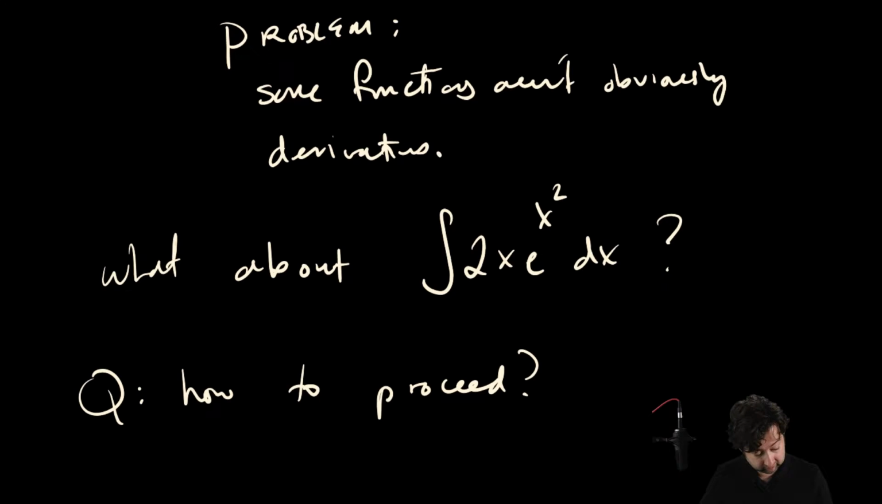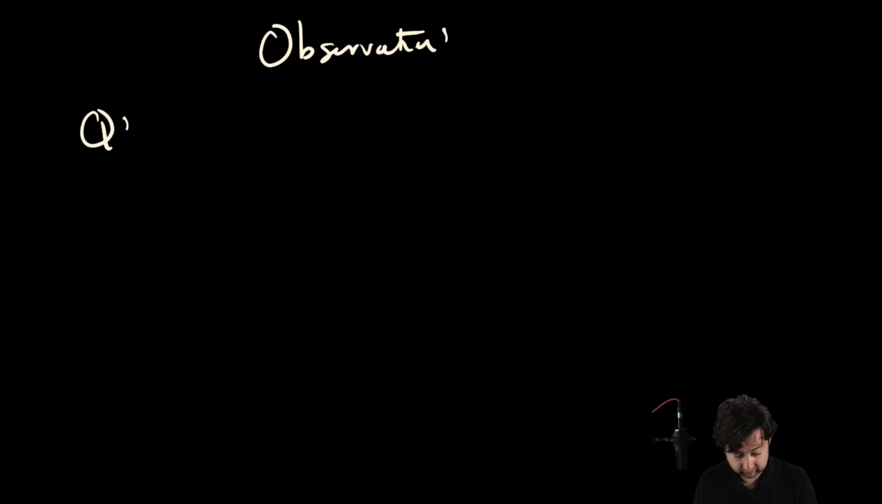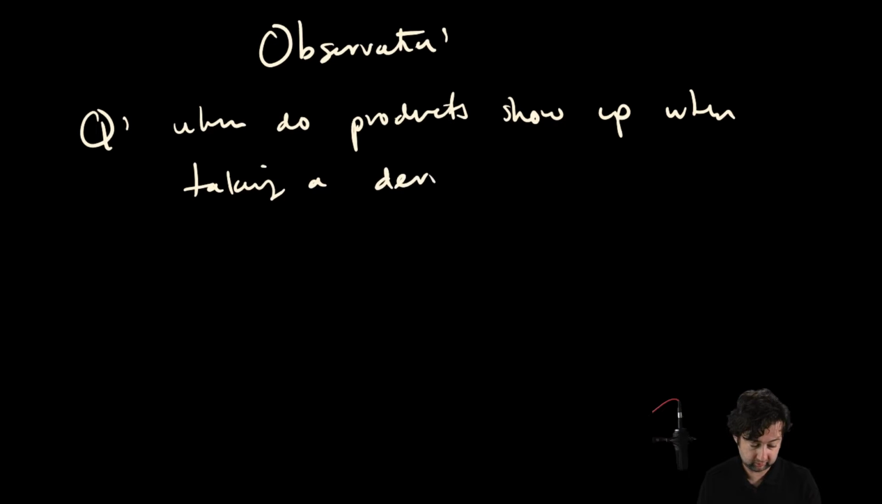So a question that we might have, or maybe an observation: when do products show up when we take a derivative? One answer is when we use the chain rule.